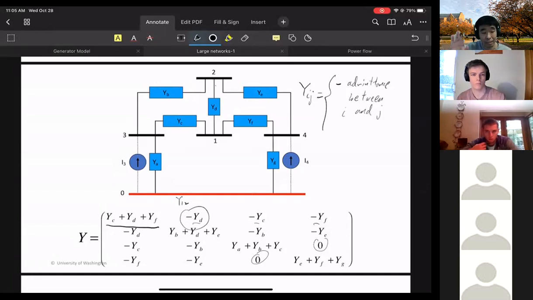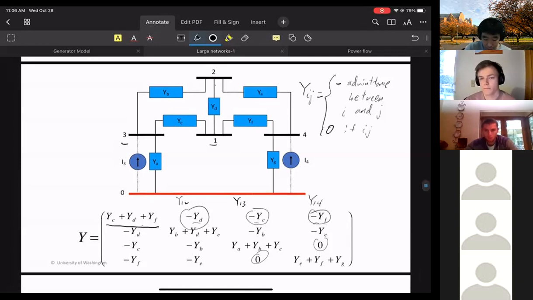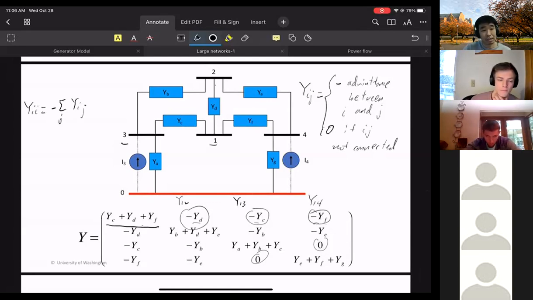So we don't need to write out the KCL, KVL balance equations like this. All you need to do is look at the circuit and directly write this down. Minus yc comes from looking at 1 and 3; this is y13. 1 and 3 has admittance yc, so you take the negative of the admittance and put it here. y14: 1 and 4 are connected by yf, so it's negative yf, and you put it here. Then you write down the diagonal terms. yij is zero if i and j are not connected, and the diagonal term yii is the negative sum of the yij.